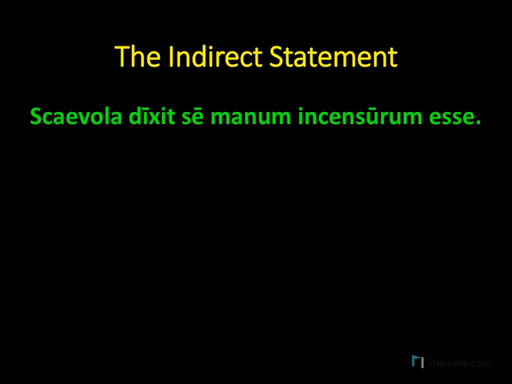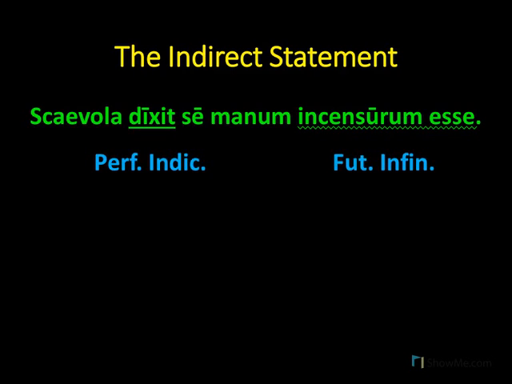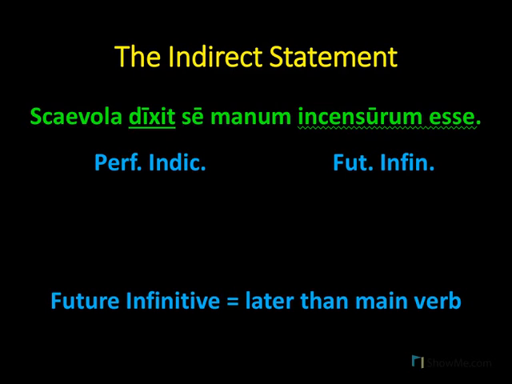And one more. Scaevola dixit se manum incensurum esse. So dixit is our main verb, and incensurum esse is our infinitive. Dixit is, again, a perfect tense indicative, and incensurum esse is a future tense infinitive. The future tense infinitive, remember, indicates an action that goes on in the indirect statement that is later than the action of the main verb.